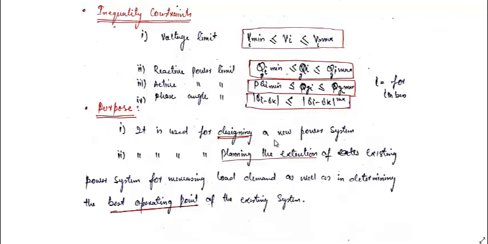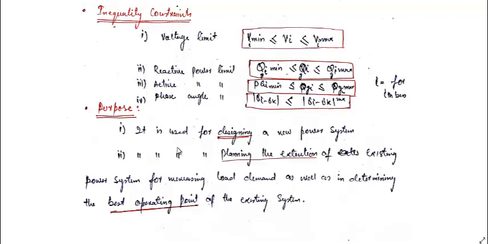It is used for designing a new power system. We assume that we have such a type of power system. It might have this much of buses, and we have these lines, and upon assuming these conditions, we'll run the load flow and see what will happen to these four quantities. If they are within the limits, we can say we have designed the power system.